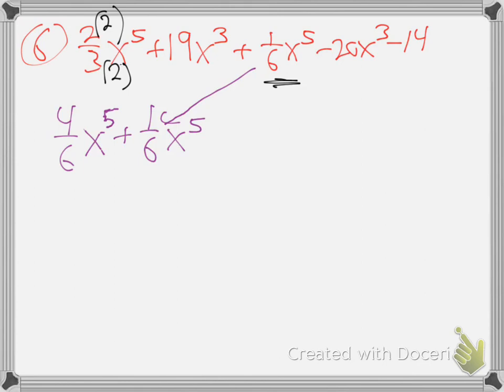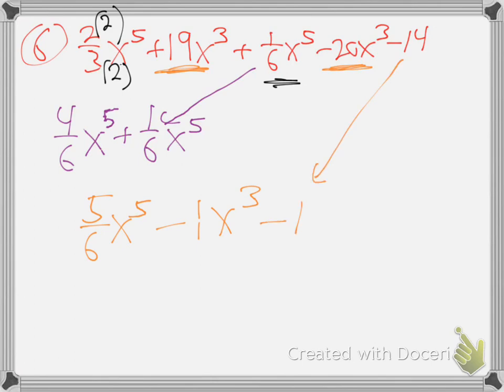All right, so there's that one. And so that's going to make what? 5/6 x to the 5th? Just keep the same power? Okay. And now let's combine 19x to the 3rd, take away 20. Negative 1x to the 3rd, or you don't even need to show the 1 if you don't want to. Minus x to the cube. And then just bring down the -4, minus 14. And we're done.